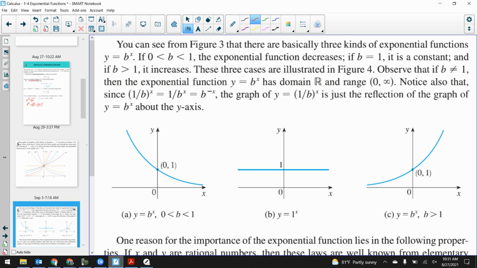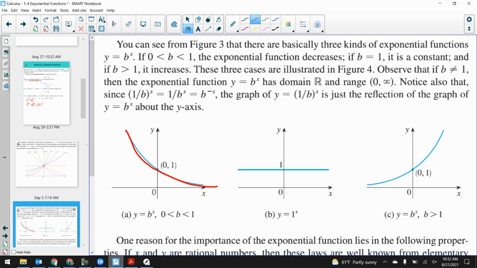I wouldn't change. The domain is all real numbers. The range, it doesn't even depend on whether it's a number less than 1 or a number greater than 1. The range is always going to be positive numbers. Take a look. Do I ever go below the x-axis? No, never. And actually, I get closer and closer and closer to the x-axis. Remember, that's called an asymptote. It's never going to touch. Never. Can't touch it.